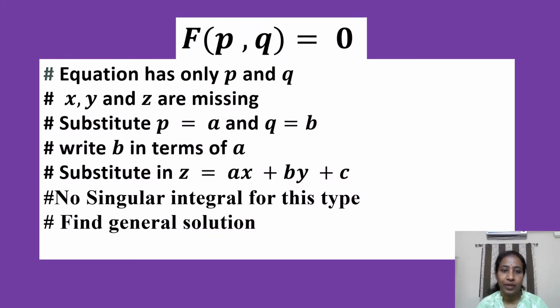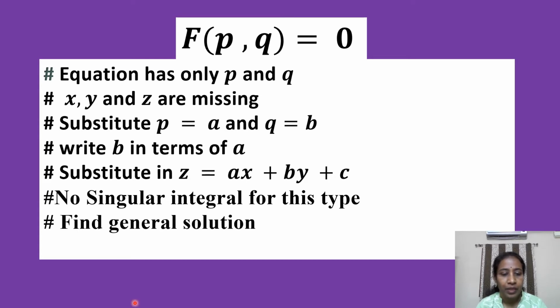When the question is given, you must be able to identify the type first. So how do you know that the given equation comes under type 1? The equation will have p and q only, and the variables x, y, z will be missing. I repeat, the equation will have only p and q, and the variables x, y, z will be missing. Now let us go to the steps to solve the equation.